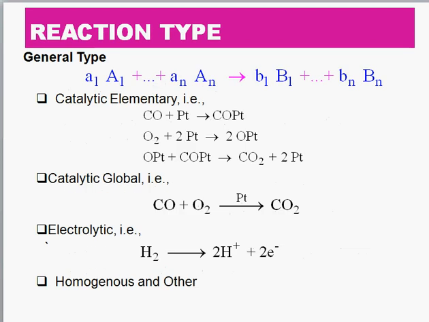The type of reactions is just a general type of reaction with any number of reactants and any number of products. They could be elementary types of catalytic reactions where there is a site particle taking directly part in the reaction, or they could be global types of reaction with the catalytic site not appearing inside the reaction stoichiometry. They could also be electrolytic types where there are charged particles and the presence of electrons. So it could also be homogeneous type of reactions or any other types that the user may define by himself.